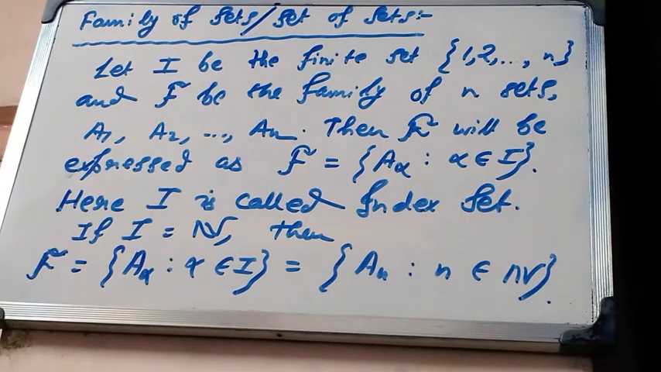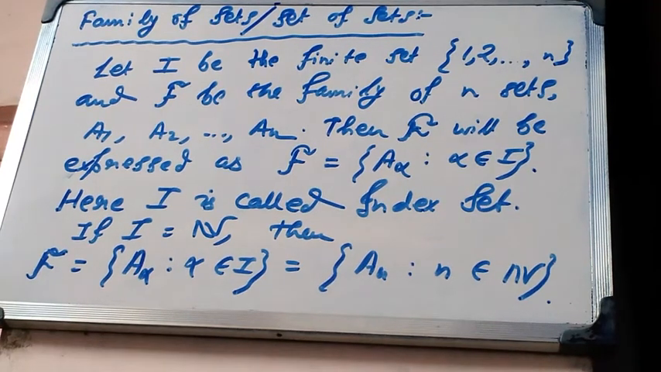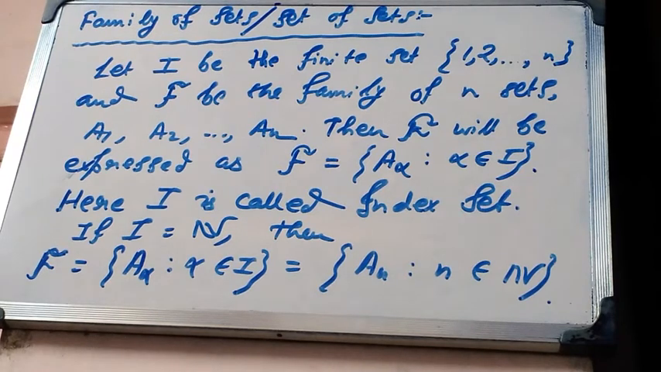Now we will learn the concept of family of sets or the set of sets. We have defined the set as a collection of its distinct elements or objects. If the elements are the sets themselves, then we will have a family of sets or the set of sets. Suppose the collection of all the subsets of a non-empty set S is a set of sets. This set is said to be the power set. We have learned this one previously, and this set is denoted by P of S.